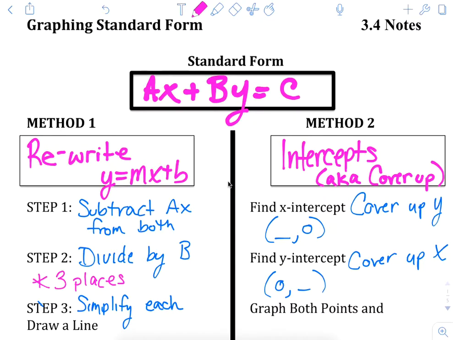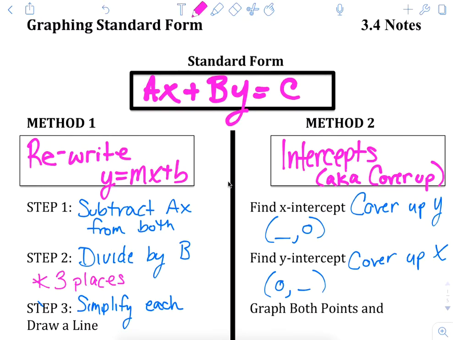So I want to talk about intercepts first. Intercepts are one of my favorite topics because they're so easy and there's not really that much work. So I'm going to do the long way on the first page, and then when we go through the practice problems, I'll actually show you how to do these with no work, okay?